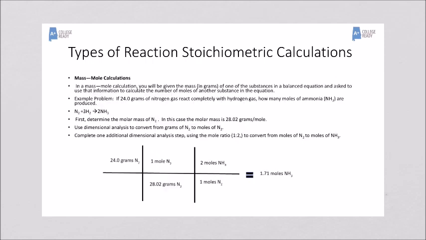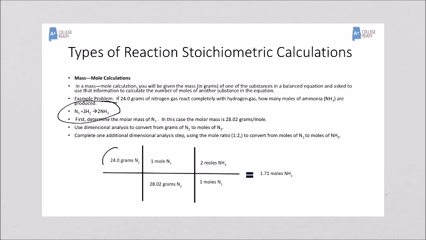All right, now we can go the other way and do what's called a mass mole calculation. So here we're going to be given the mass of a substance and asked to calculate the number of moles of another substance in the balanced equation. So we're working with that same equation we used in the previous problem. This time, we're given 24 grams of nitrogen gas reacting with hydrogen. We want to know how many moles of ammonia are produced.